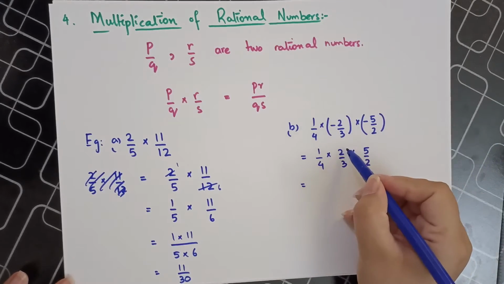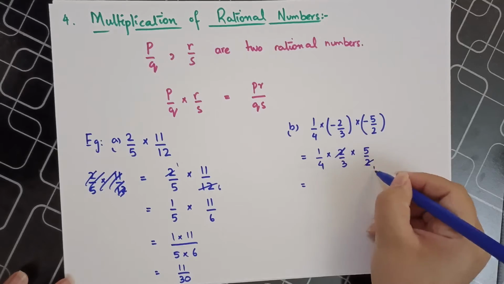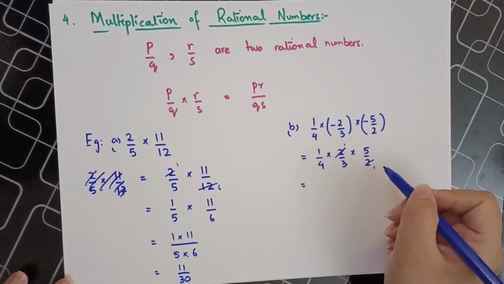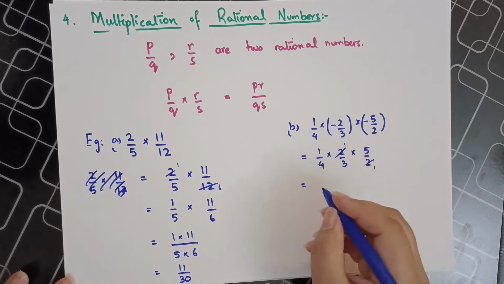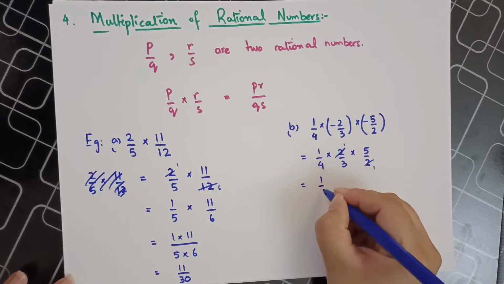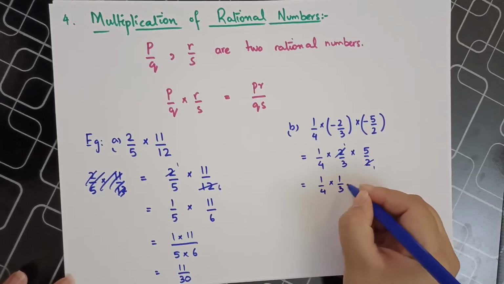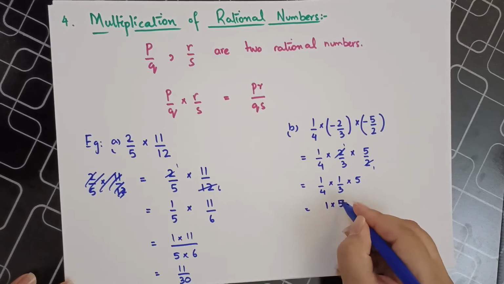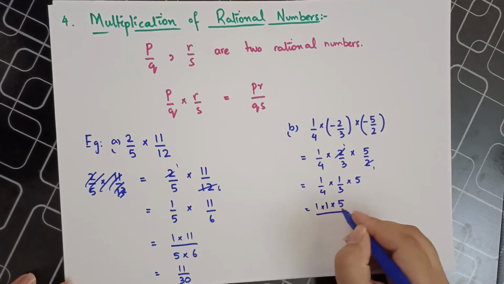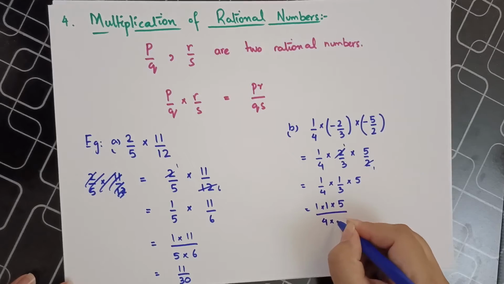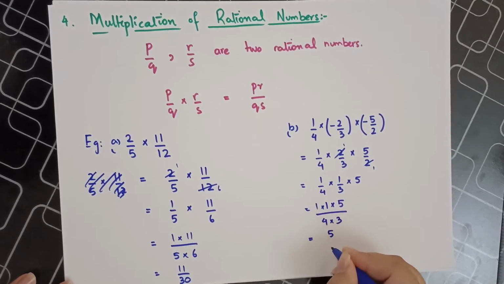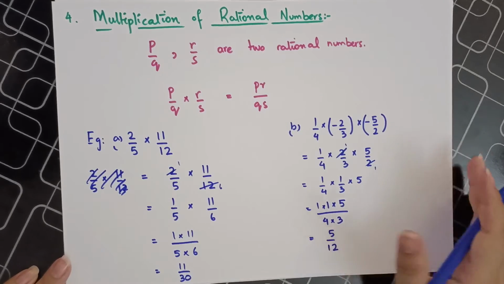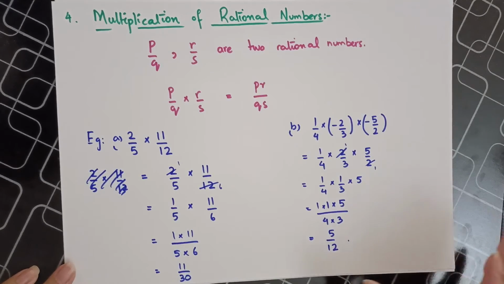Here you can see that 2 and 2 can be cancelled out because 2 ones is 2. So we're going to write the resulting fraction, which is 1 upon 4 into 1 upon 3 into 5. So now we're going to multiply the numerators together: 1 into 1 into 5 upon 4 into 3. The resulting answer will be 5 upon 12. No further reduction is possible. So this is the final answer.